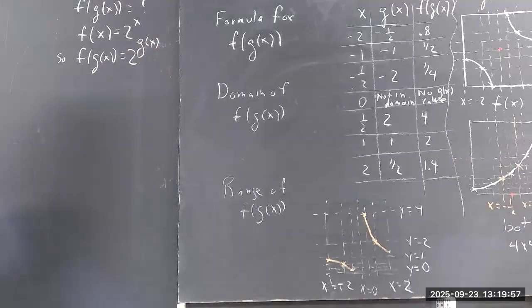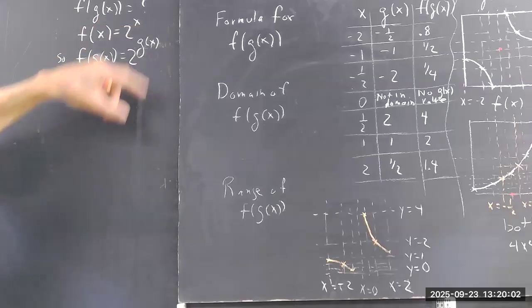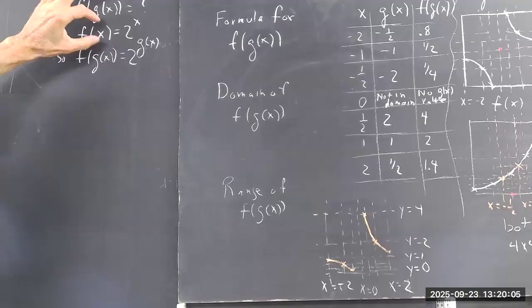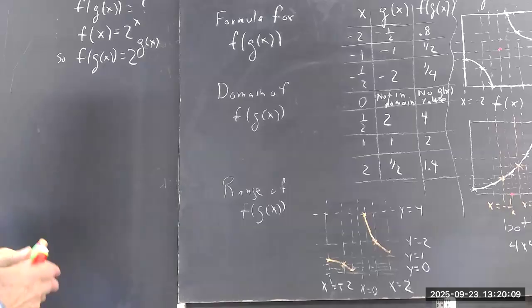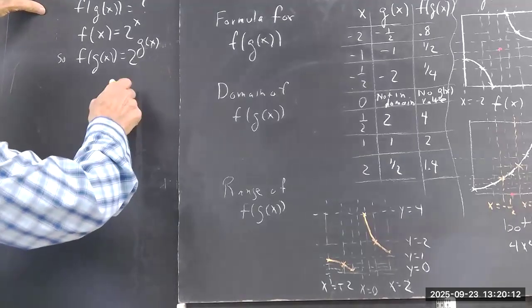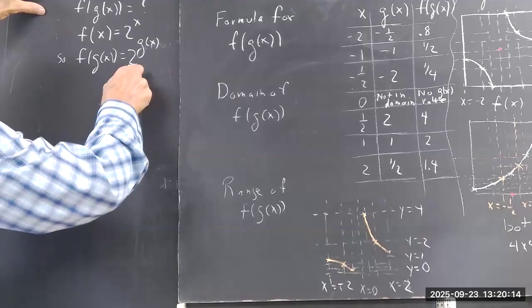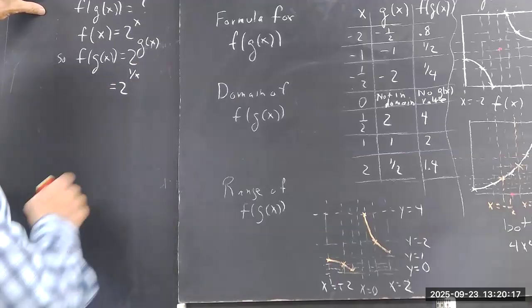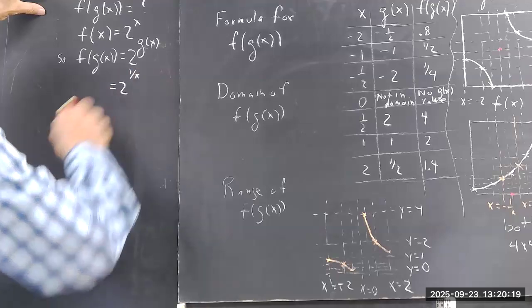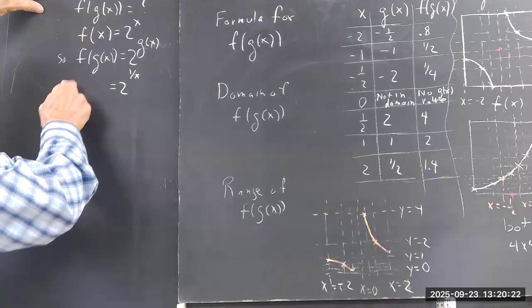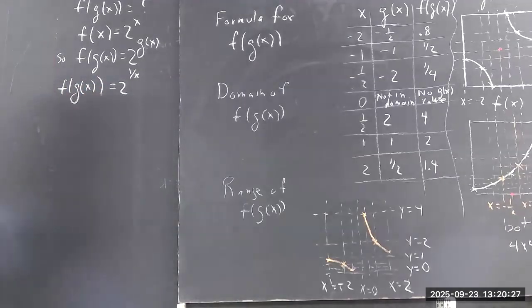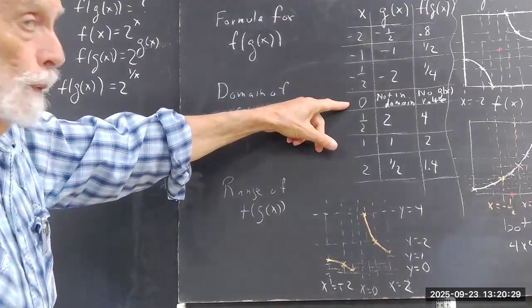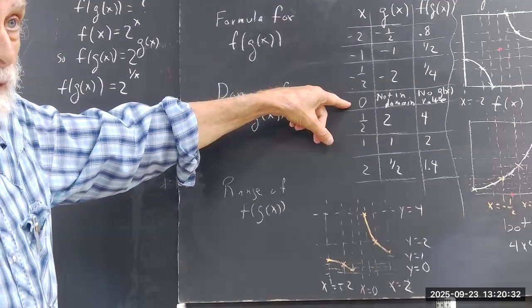Okay, to get f of g of x, we start with the definition of f of x, which is 2 to the x. Then we replace x with g of x, and we get f of g of x equals 2 raised to the g of x. And of course, since g of x is 1 over x, this is 2 raised to the 1 over x power. We can see now why 0 isn't going to work.